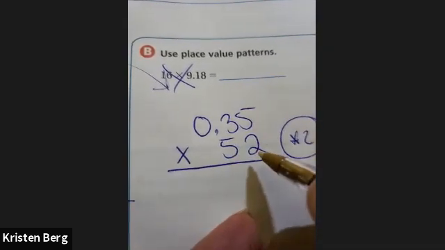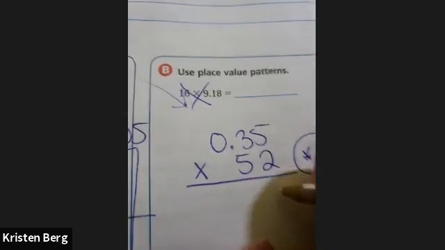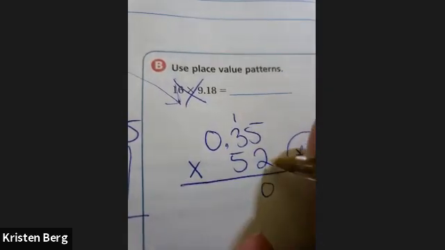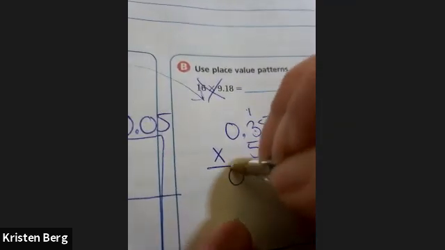So now we just multiply like normal. The first one we worry about is the 2. So 2 times 5 is 10. Carry your 1. 2 times 3 is 6, plus 1 is 7, and 2 times 0 is 0.